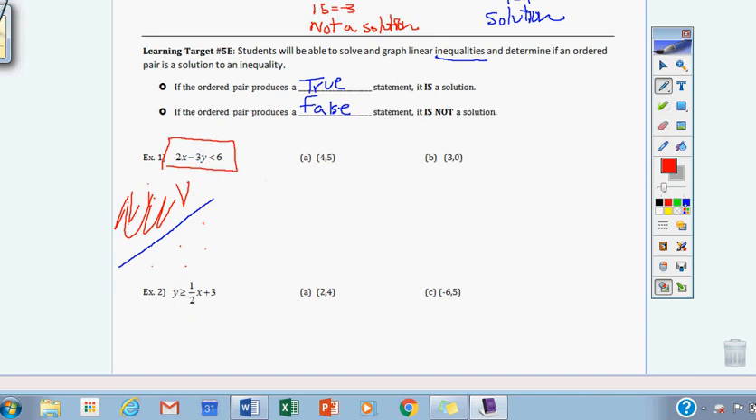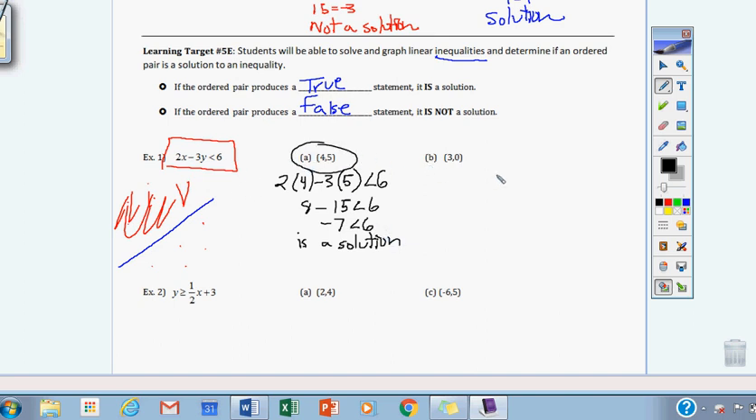Let me switch colors here. Basically I'm going to do 2 times my x value, which is 4, minus 3 times my y value, which is 5, and I'm going to see if that's less than 6. So I have 8 minus 15 less than 6. Clearly that's going to be negative 7 less than 6. This is a true statement. Negative 7 is smaller than 6, so I would say this ordered pair right here is a solution.